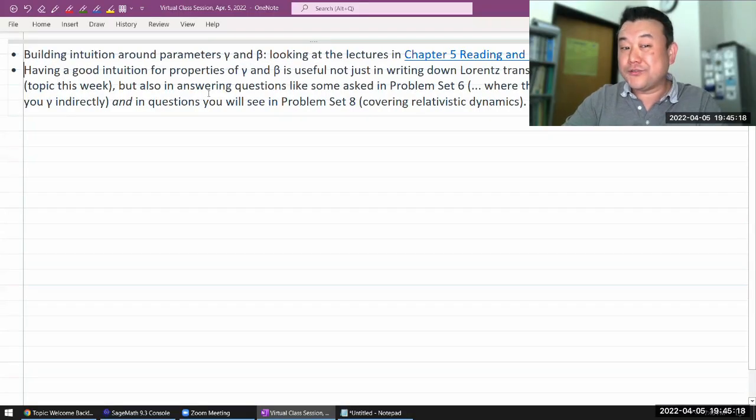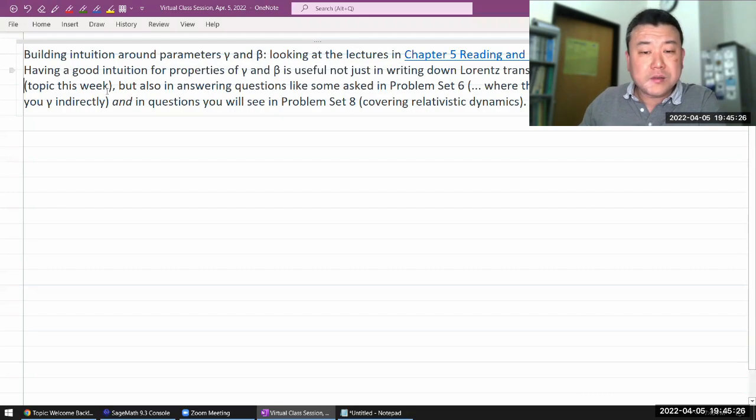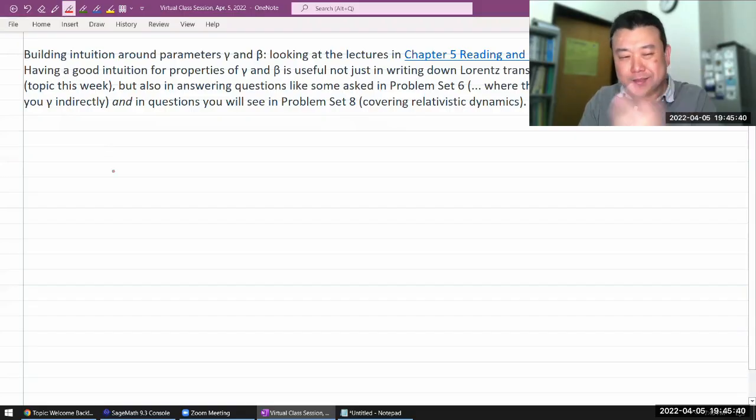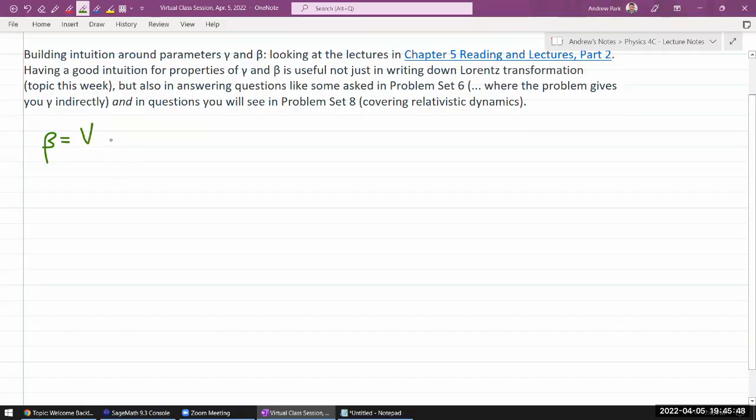Having good intuition for the properties of gamma and beta is useful not just in writing down the Lorentz transformation, but also in answering various questions that relate to relativity. There's really a reason we define these parameters. Let me start out with beta, even though it's not the first thing we define, so that I can use beta for the other definitions. So beta is defined as the speed at which something is moving, v, divided by c, the speed of light. Both of these are quantities that people have experience measuring.